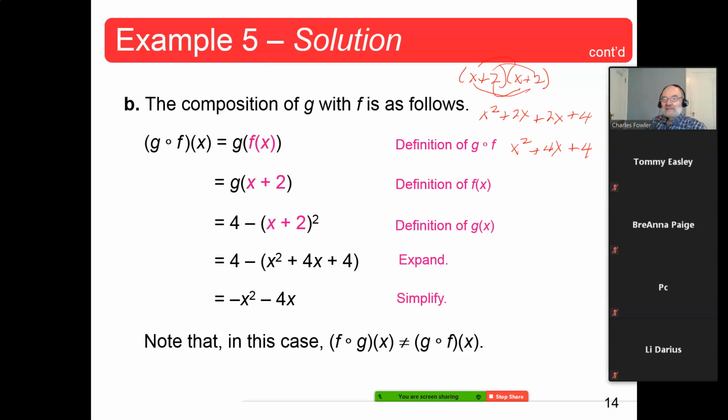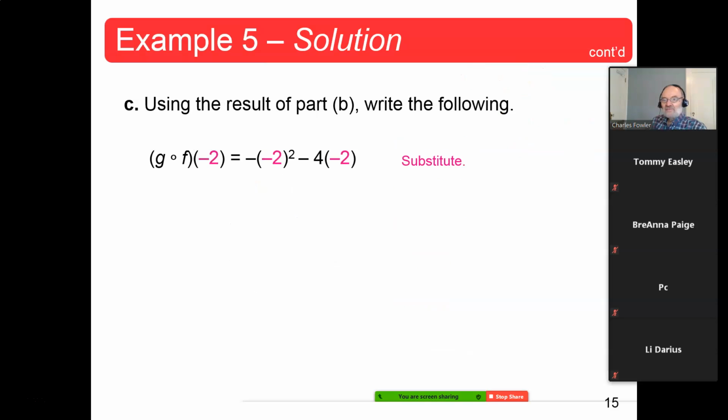Okay? Now, the third part says to use the result of part B and do f of g of negative 2. Well, remember we said f of g of x was minus x squared minus 4x. So you put the negative 2 in: minus the negative 2 squared minus 4 times the negative 2. Well, again, do the exponent before you negate. Treat that as a subtraction.